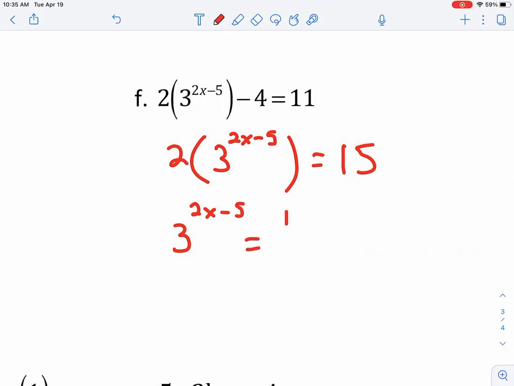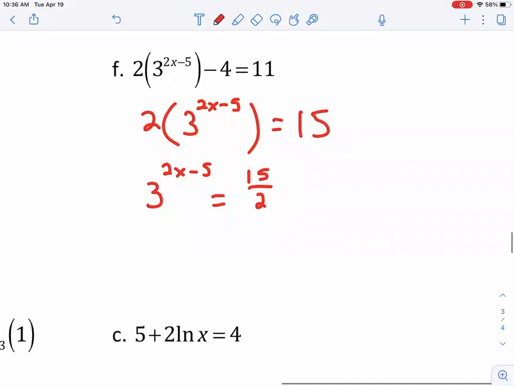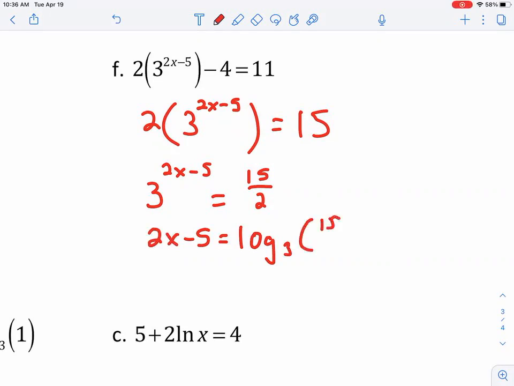So I have 3 to the 2x minus 5 is equal to 15 over 2. And you could write that as a decimal if you want to. It doesn't matter because I'm going to plug it into my calculator no matter what. So you could write that as 7.5. I'm just going to leave it. But now I'm going to write that in log form. So that's going to be 2x minus 5 is equal to log base 3 of 15 over 2. You guys still with me?